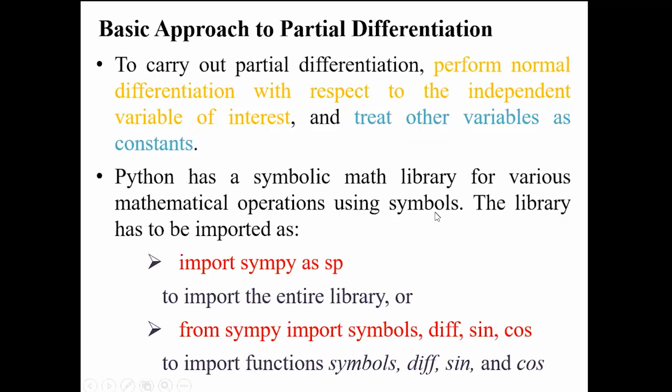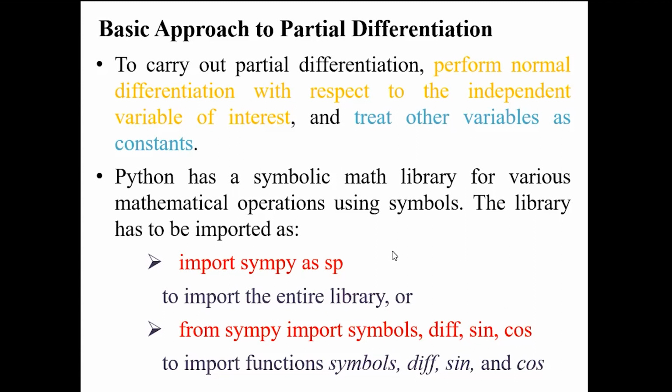What is the basic approach? What is the basic approach of partial differentiation? We simply perform a normal differentiation with respect to the independent variable of interest and treat other variables as constant. When we finish doing that, we move to the next variable. We find the derivative with respect to each variable until we are able to find the partial derivatives of the function with respect to all of the variables.